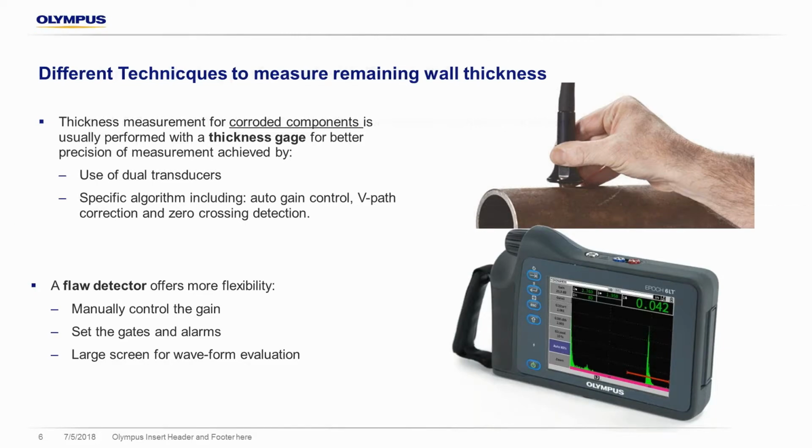In any case, a flaw detector could also be used for corrosion inspection and would also be preferred due to the possibility to control the gain manually, to display the waveform on a big screen, and the possibility to set the gains, the gates, and also alarms.